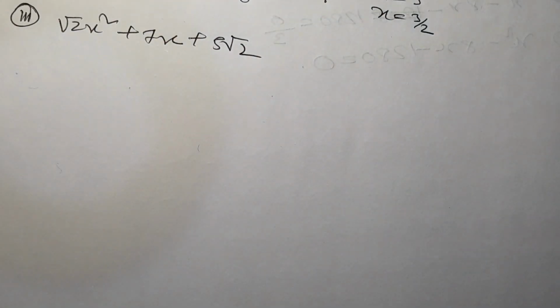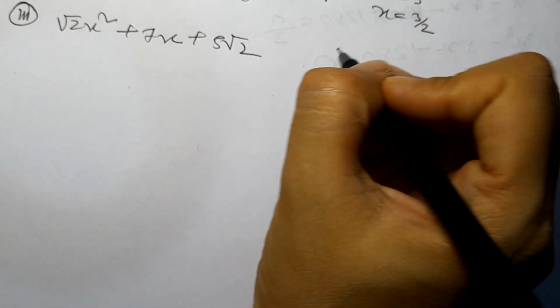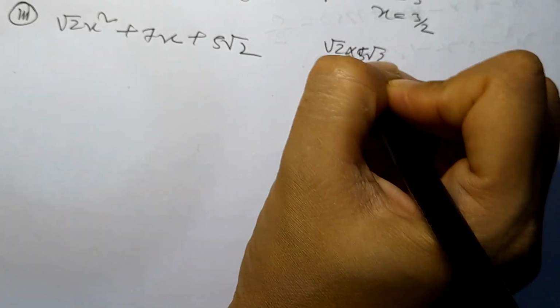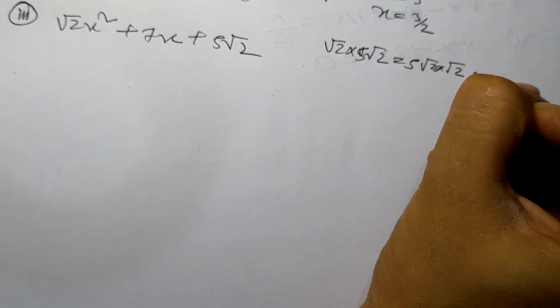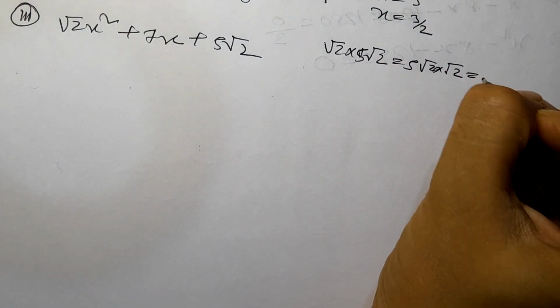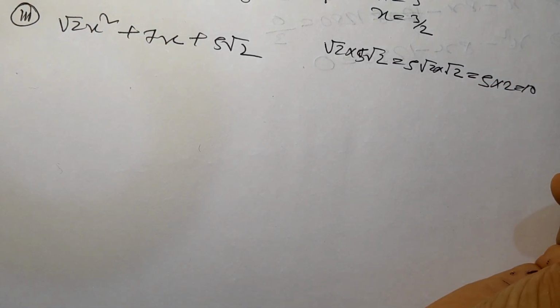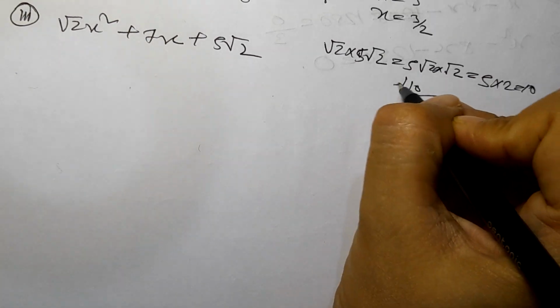Multiply a and c. A is √2, c is 5√2. So √2 into 5√2 will be 5√2 into √2. √2 into √2 is 2. So 5 into 2 is 10. Prime factorization of 10: 5, 2.